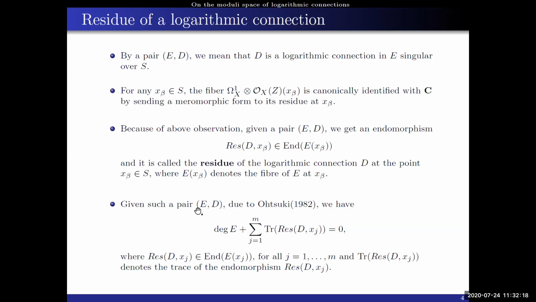Now given such a pair (E, D), due to Otsuki in 1982, we have a formula which relates the degree and the trace of the residue, and this gives a constraint on the degree. It means that by fixing the residues, you can immediately get what the degree is. So degree of E plus the summation over j equal to 1 to m of trace of Res(D, x_j) is equal to 0, where the notation Res(D, x_j) is the residue of this logarithmic connection. Now this formula is very important, we will see.